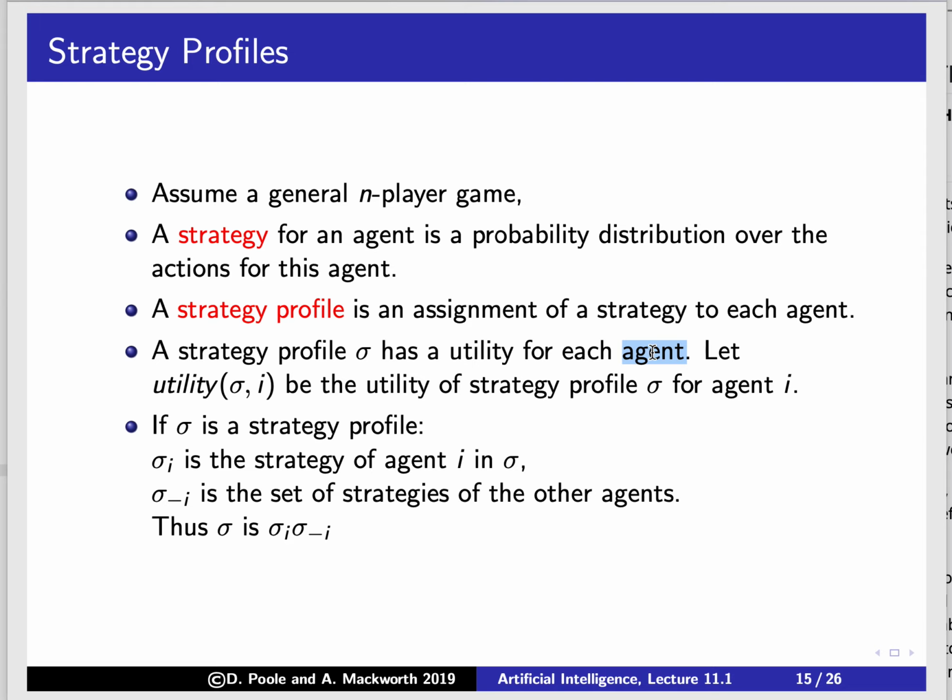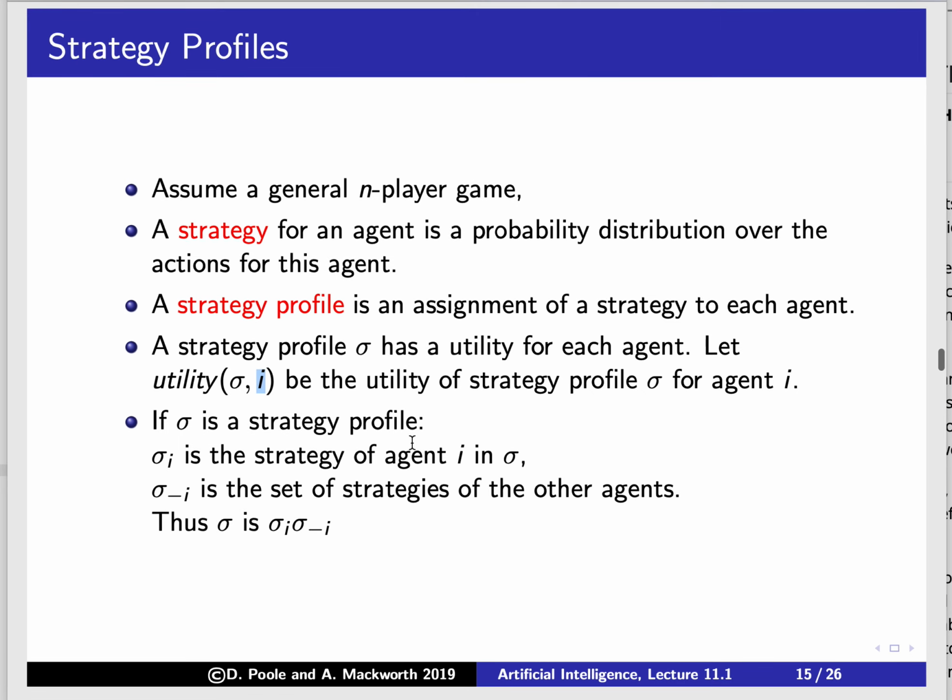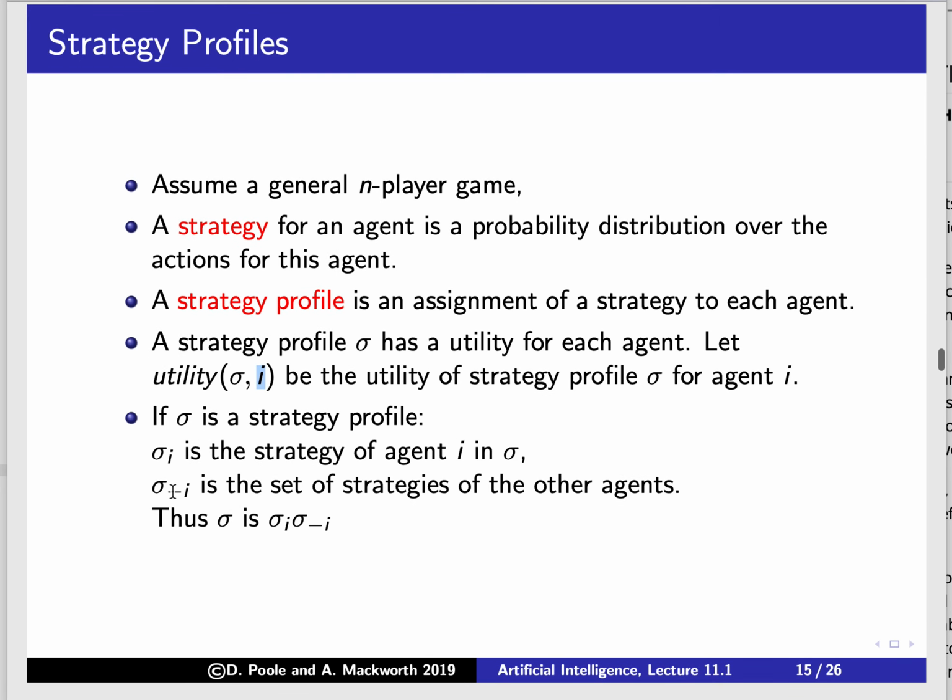It's just normal probabilistic inference. And we're going to let the utility of sigma i be the utility of the strategy profile for agent i. So this utility of a strategy profile is an assignment of a probability distribution for each agent, and i is the agent. And we're going to use this funny notation. If sigma is a strategy profile, sigma i is the strategy for agent i in sigma. And then sigma minus i is the set of strategies for the other agents. So we view the strategy profile as the distribution for agent i, and this is the one for all the other agents.